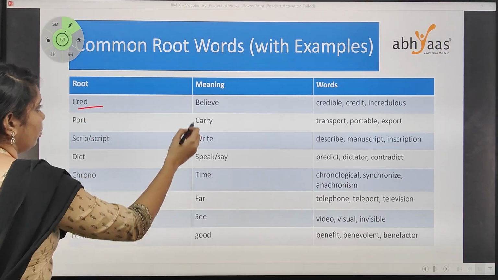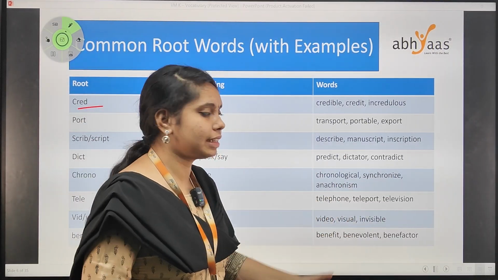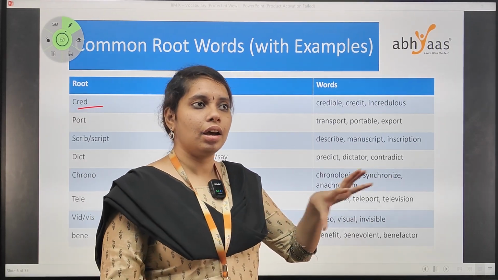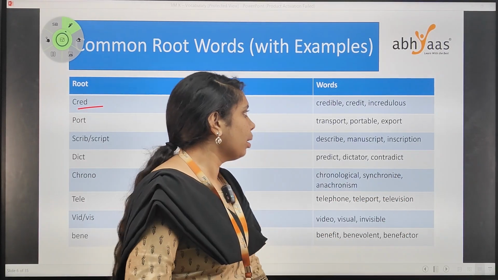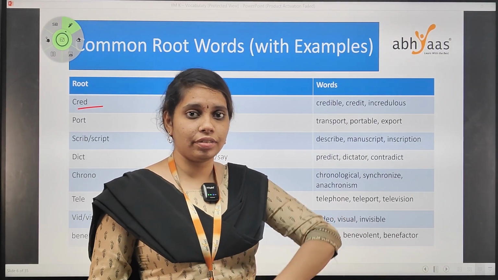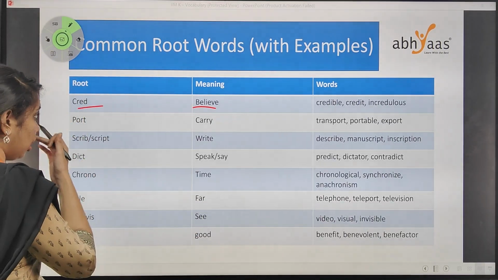Okay, cred is to believe. Some of the examples could be credible, credit, incredulous, incredible. Incredible is when you cannot believe. Credible is when someone is trustworthy. You can believe that person. And credit is the amount which is believed to be retrieved again, right? So they are the words with credit and cred.